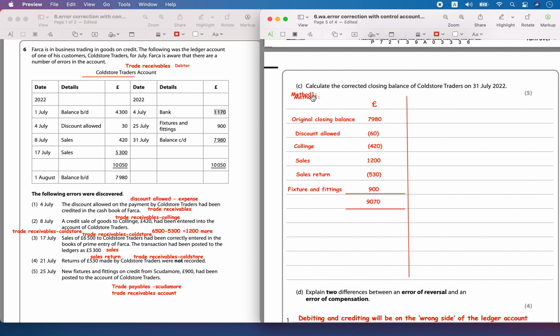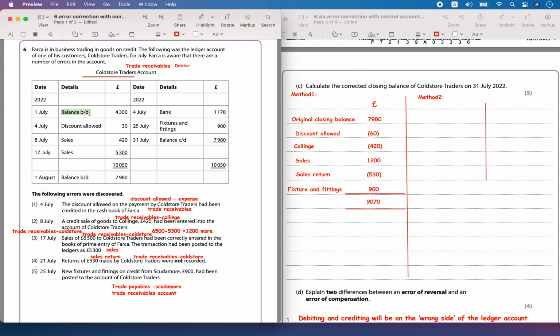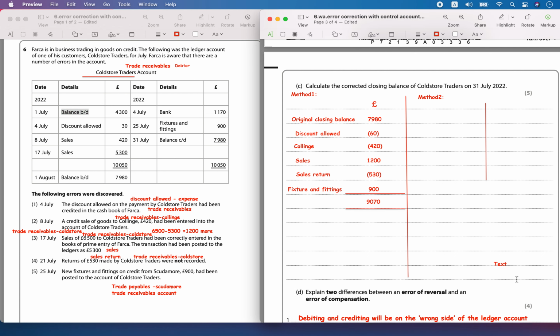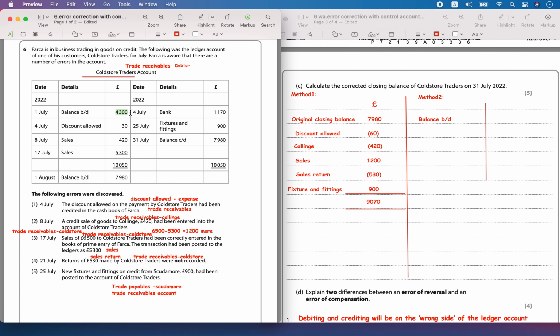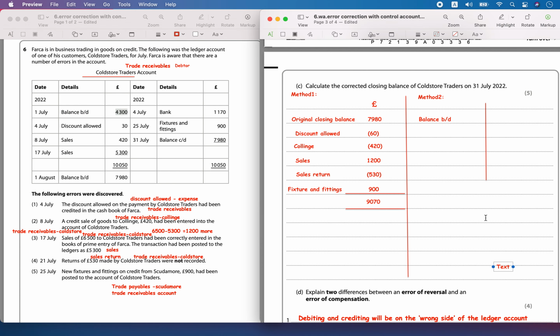Now let's see the second method, where you prepare a correct account using the corrected values and then achieve the balance. For that I'm going to prepare a double entry account. In this we are just going to take the balances. The balances are going to be the same. You have to put the dates, but I am excluding them here. You have to include the dates also. 4300.